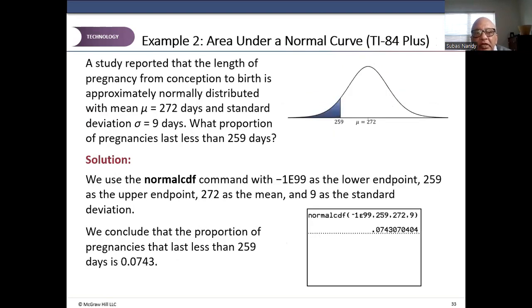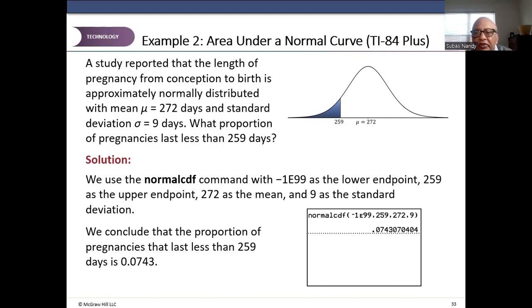A study reported that the length of pregnancy from conception to birth is approximately normally distributed. Mean is 272, sigma is 9. Now we are not dealing with a standard normal curve. What proportion of pregnancies last less than 259 days? Now 272 is the point in the center, which has the highest peak. Notice 259 is below 272, right? 259 is less than 272. And we want the proportion of pregnancies that last less than, so less than means on the left of 259.